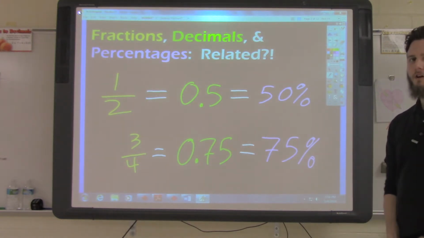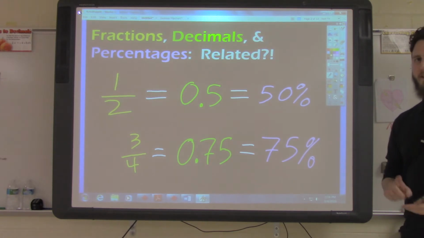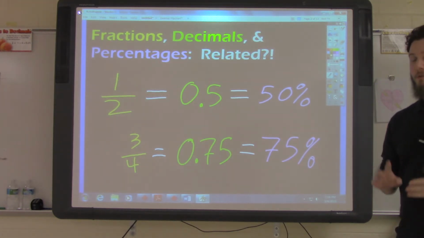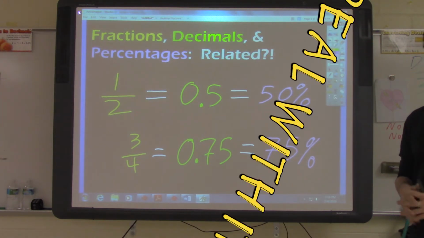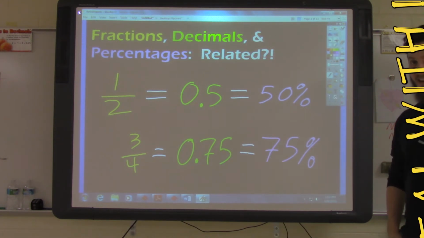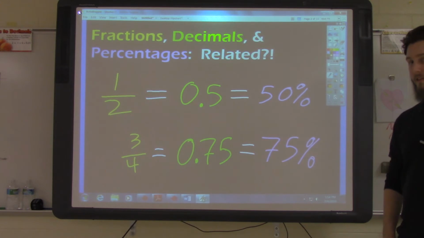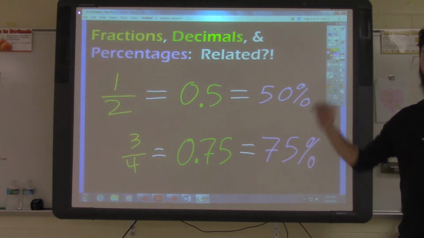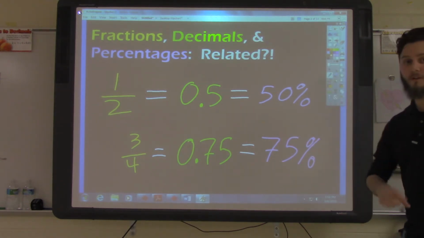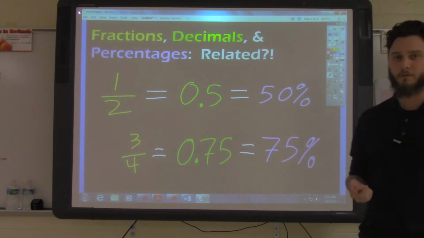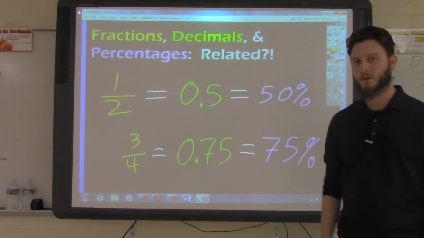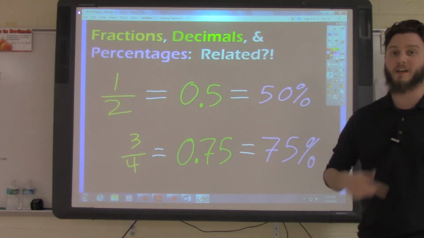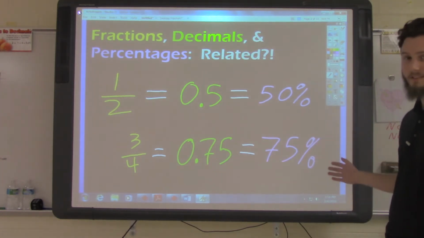Before we get too far along, let me give you a little bit of background. Every fraction, every decimal, every percent that you have ever dealt with and ever will deal with has a counterpart. They are all related to each other. An example I have up here on the board at the top would be 1/2. If you were to take that fraction and turn it into decimal form, you would get 0.5 or 5/10. You could take that 5/10 and change that again to get 50%.